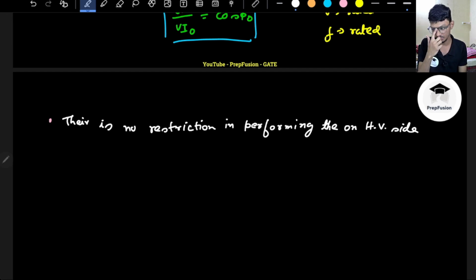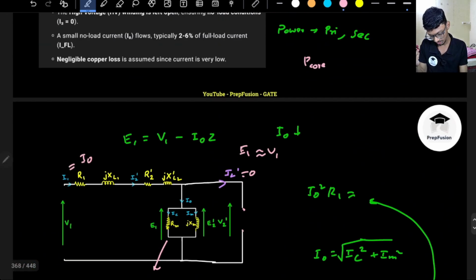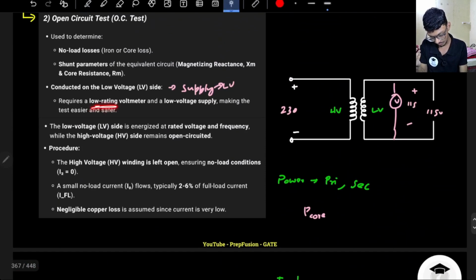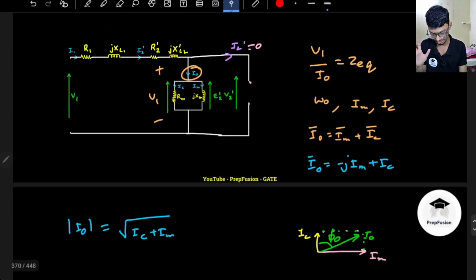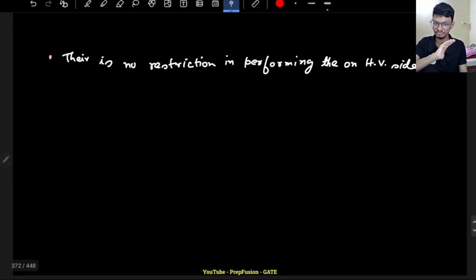But if the interviewer asks you why we perform the test on the LV side, we can definitely perform it on the HV side, but the reasons I gave you were these: if I perform it on the low voltage side, I will require a low rating of voltmeter and a low voltage of supply, making the test much easier and simpler. That is the only reason I provided. So there is no restriction. We can perform the open circuit test anywhere we want, but we perform it on the low voltage side because the cost will be lower. Okay, I hope you have understood this basic point. That's how we will calculate the values.